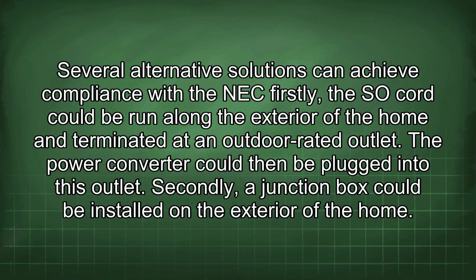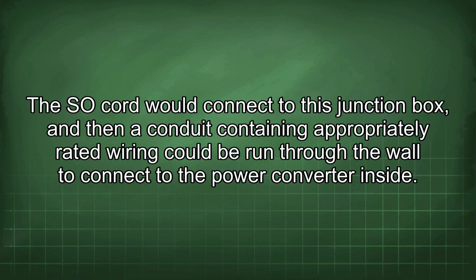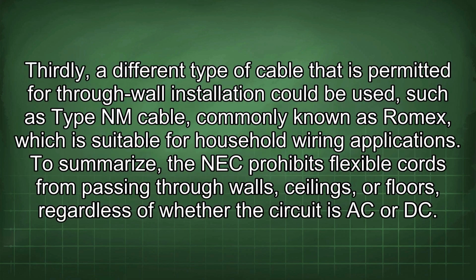Several alternative solutions can achieve compliance with the NEC. Firstly, the SO cord could be run along the exterior of the home and terminated at an outdoor rated outlet. The power converter could then be plugged into this outlet. Secondly, a junction box could be installed on the exterior of the home. The SO cord would connect to this junction box, and then a conduit containing appropriately rated wiring could be run through the wall to connect to the power converter inside. Thirdly, a different type of cable that is permitted for through-wall installation could be used, such as Type NM cable, commonly known as Romex, which is suitable for household wiring applications.